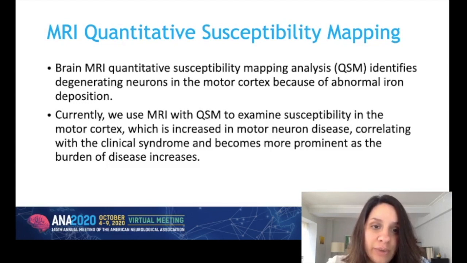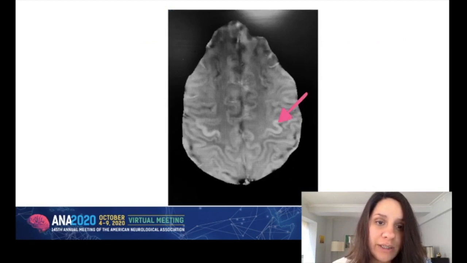So for example, we can see in a patient who has onset of ALS in a flail arm, the motor cortex that correlates with the weakness will have increased susceptibility. And then as that patient becomes worse, the susceptibility will become more and more increased with time. And this is what it looks like.